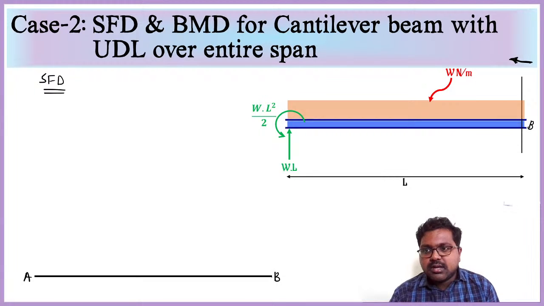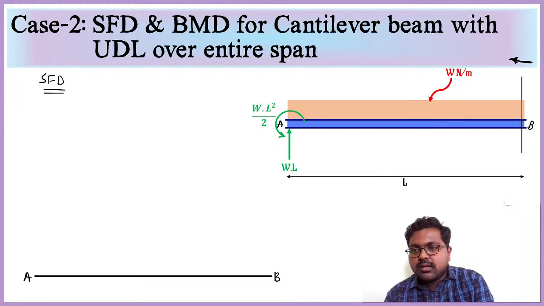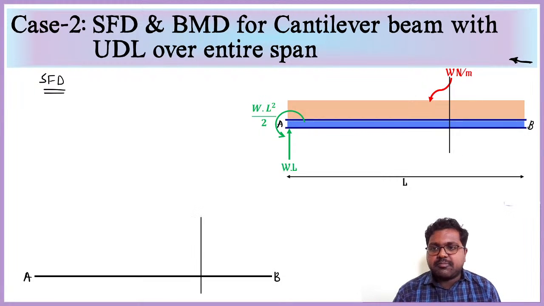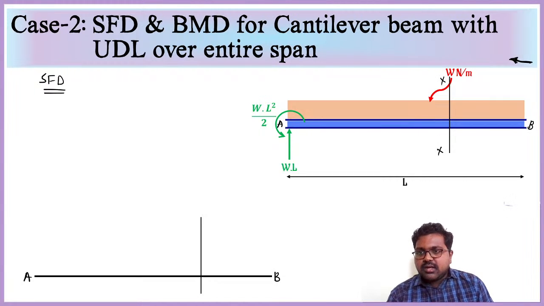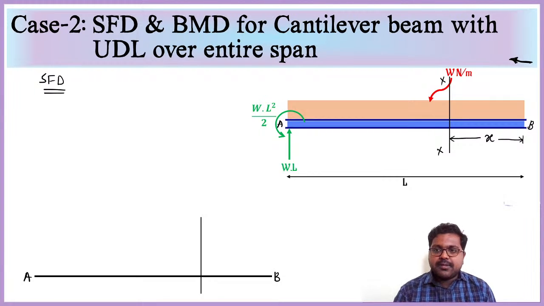Then next we have to move from B towards A. I considered a section somewhere here, like the XX section, which is at a distance of X from B.